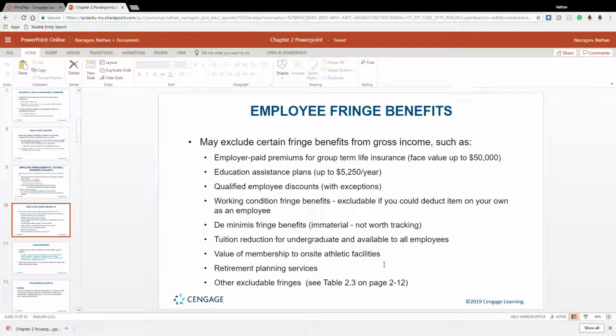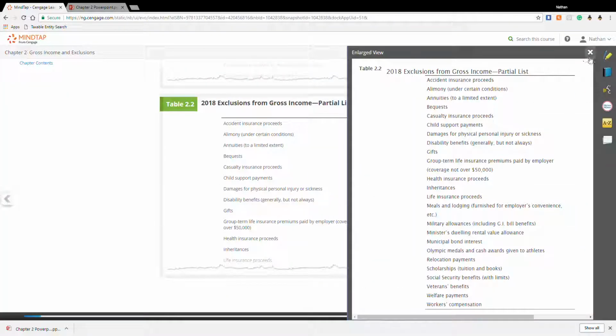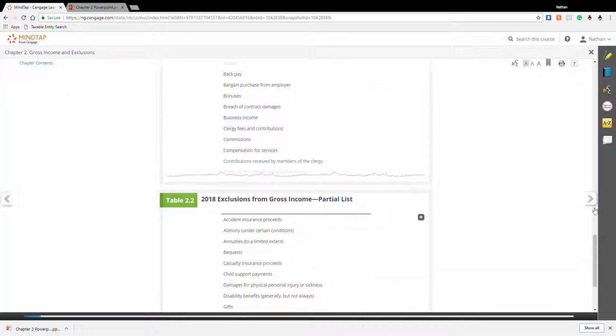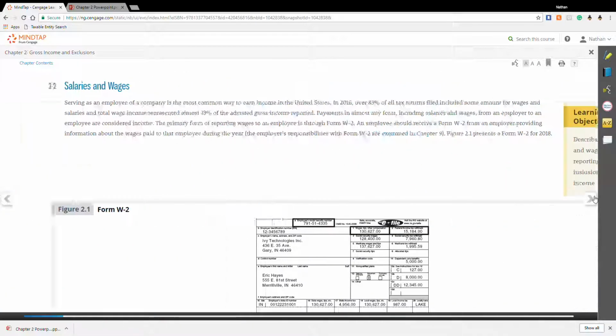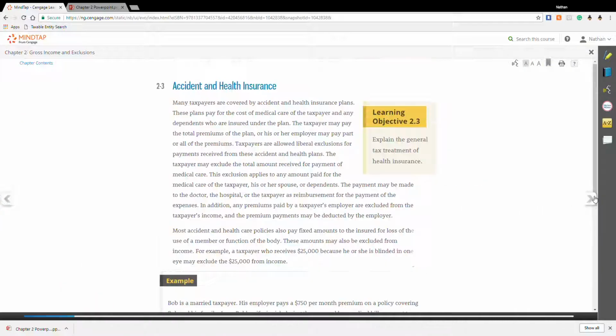So, other excluded fringes that we have is on table 2.3 on page 2-12. So let's go find 2-12. So, next page. See, there's our salaries and wages. Here's our healthcare. So again, it's always good to read.